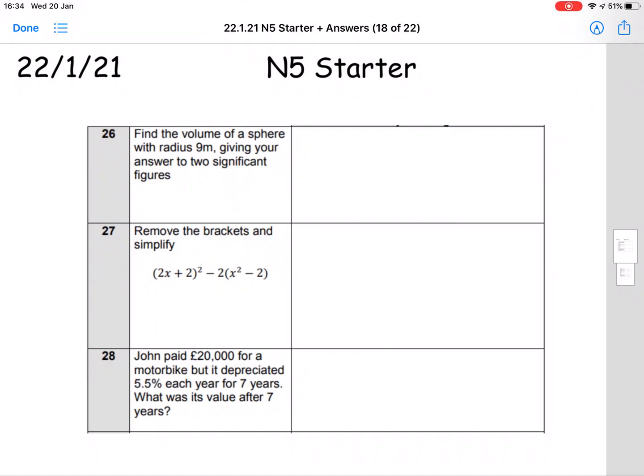Here are the answers to today's revision questions. So question 26, we have find the volume of a sphere with a radius of 9 metres, giving your answer to two significant figures. So we're going to use our formula for a sphere.